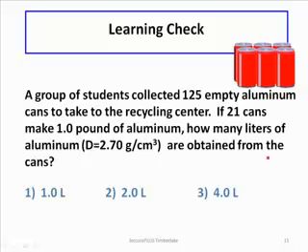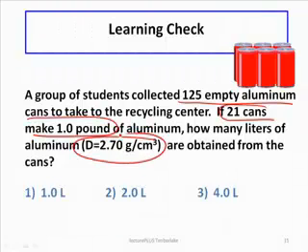So here our amount is the 125 aluminum cans. And what relationships is it giving us? Well, we have that 21 cans equals 1 pound. And then we also have the density, that 2.7 grams is equal to 1 cubic centimeter. So we've got two conversion factors that we can use. And what are we trying to find? We're trying to find a volume of aluminum that we could get from these cans.